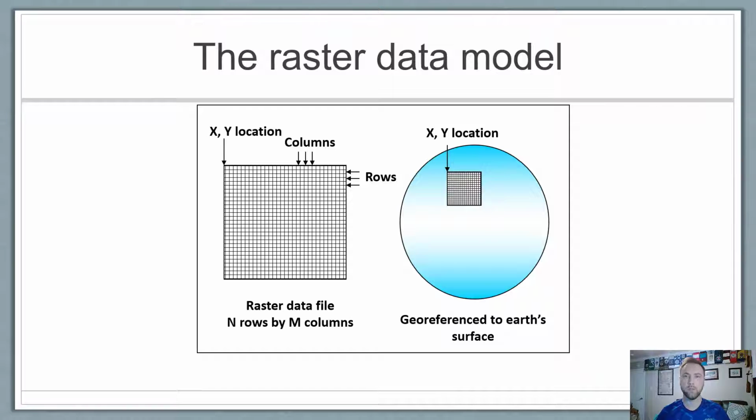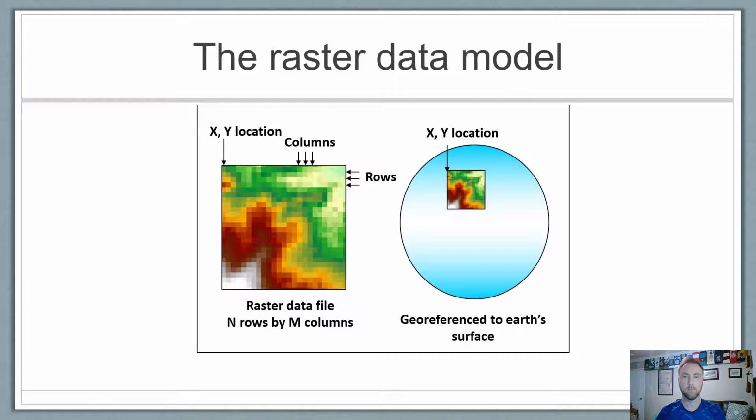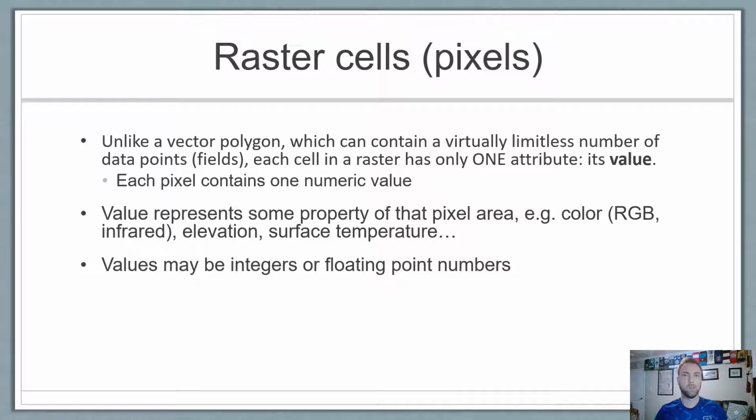And so rasters are georeferenced. There is an XY location, but it's generally from some specific origin in the actual surface itself. So maybe it's the upper left corner, the bottom left corner, and then each cell essentially goes out from that origin point. So unlike a vector polygon, which can contain virtually limitless numbers of points or data fields, each cell in a raster has only one single attribute, and that's its value. And that value, again, can represent elevation or temperature, precipitation, or any other sort of measured or interpolated value, but there can only be one.